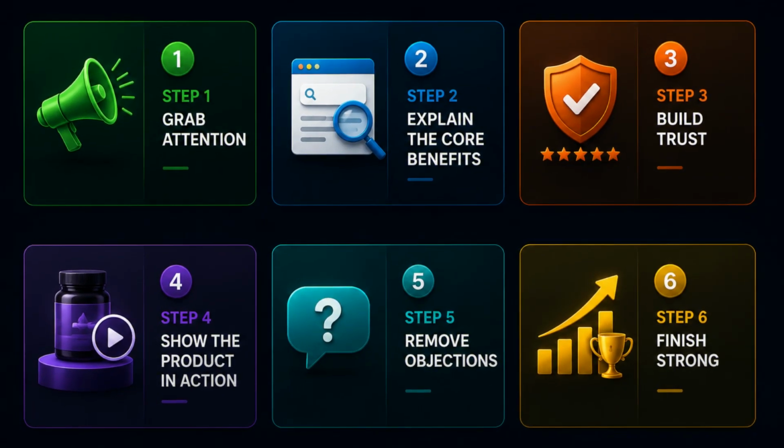Alright, now, knowing the modules is one thing, using them in the right order, that's where conversions happen. Because A+ content isn't just a collection of nice images, it's a sales journey. Every module should answer one question before the shopper moves to the next one. Here is the structure we recommend at eComclips.